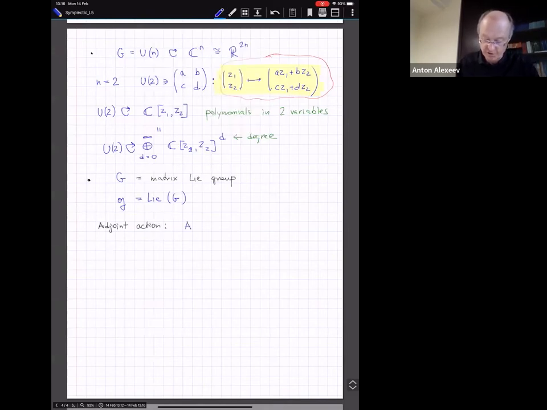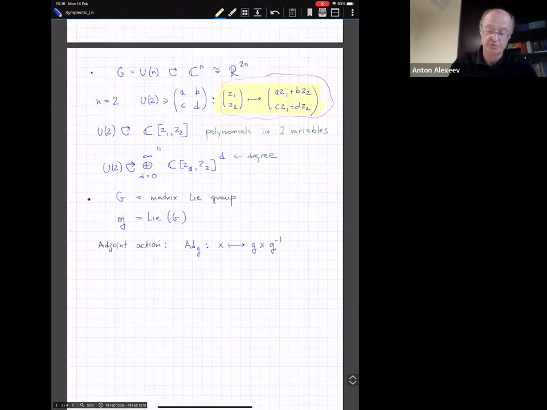So the notation is Ad g, and it maps X just to its matrix conjugate. So I'm profiting here from my assumption that I'm always working with matrices. Otherwise, I need to describe it in some abstract way. But now I'm just saying that this adjoint action is simply the action by conjugation.